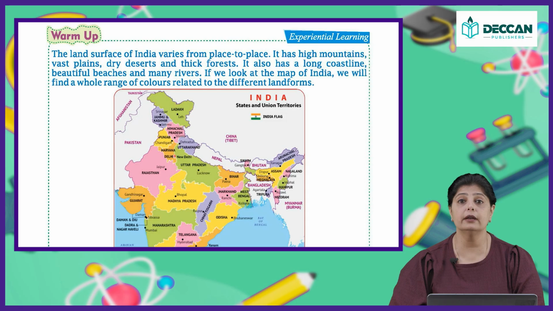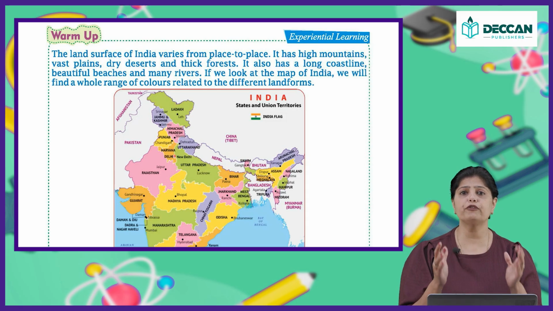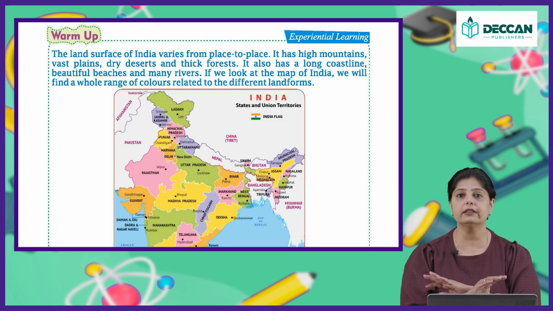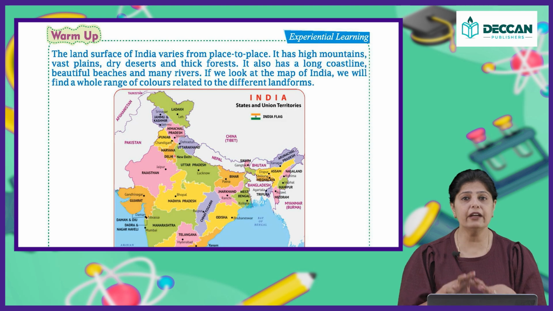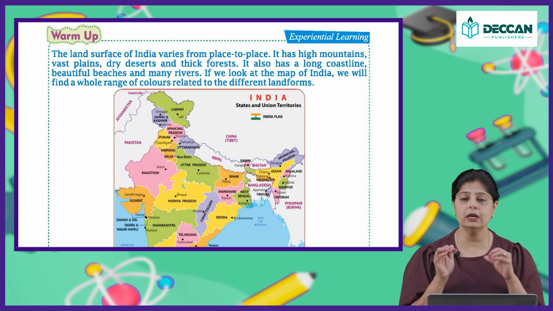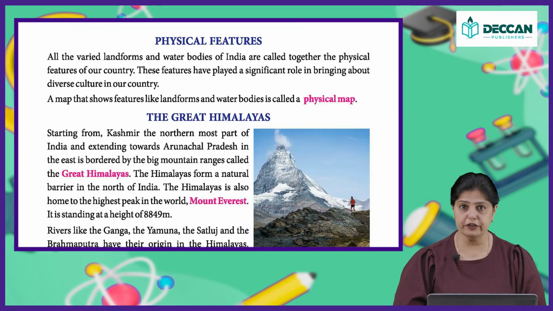India has everything. It's a full-fledged country with everything in abundance. You talk about water, sea, you talk about rivers, you talk about mountains, you talk about jungles, forests, you talk about desert, everything is there in our own country. So, let us start with the physical features now.